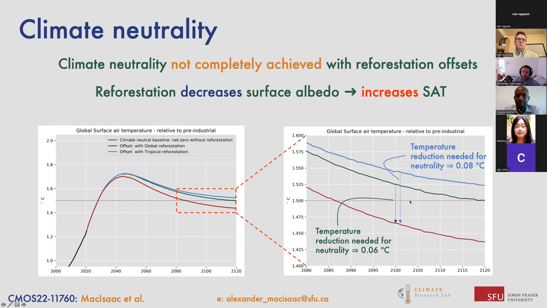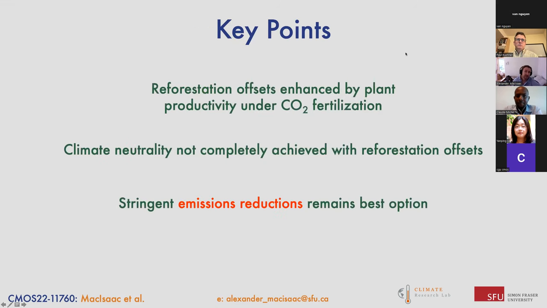And so by the end of the century, climate neutrality is not quite achieved in either simulation set, and some work is still needed. And that is mostly a biophysical effect in our simulation. So some key points. Reforestation offsets can be enhanced by plant productivity under CO2 fertilization, which is to say that the additional emissions that get emitted actually have a benefit for plant growth in our model. However, climate neutrality is not completely achieved while using reforestation as a carbon offset, mostly due to biophysical feedbacks in our simulations. And ultimately, stringent emissions reductions remain the best option for reducing global surface air temperature.